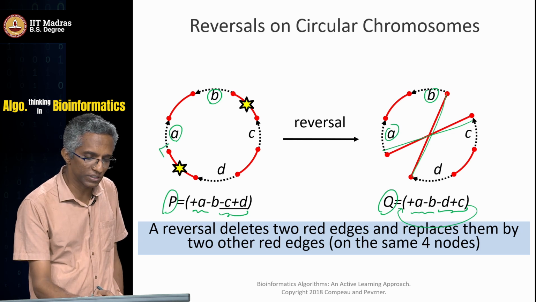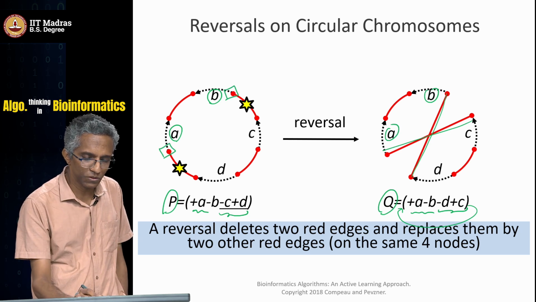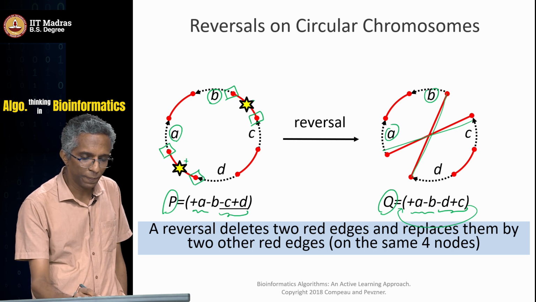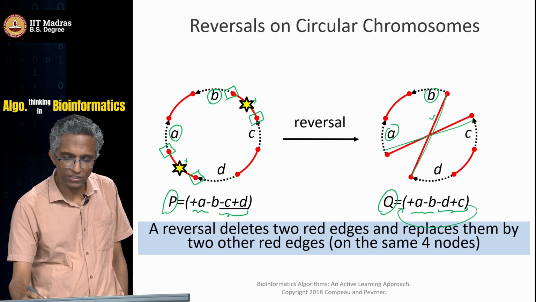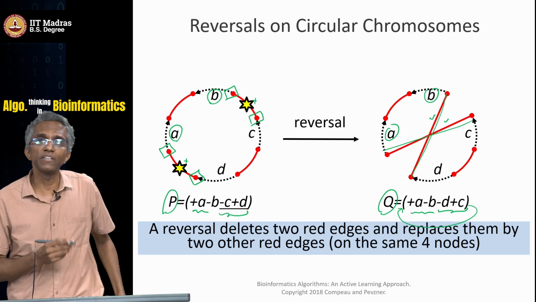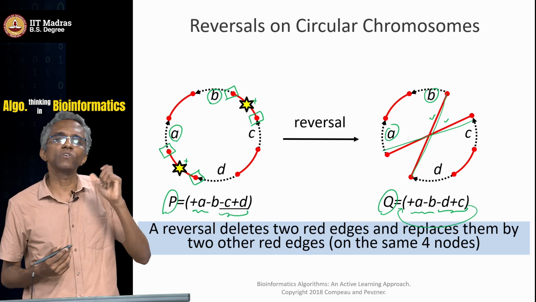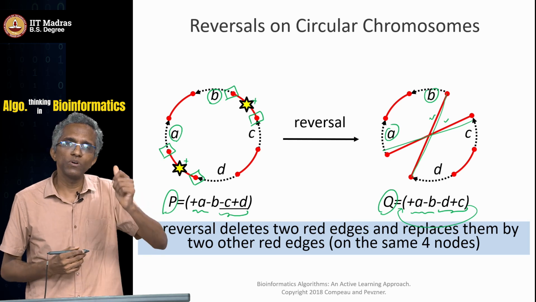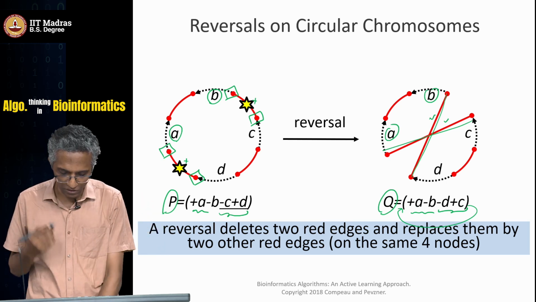These are the 4 nodes in the graph, the first node, the second node, the third node and the fourth node. These edges are removed and then these two edges are added on the same nodes. That is what has happened when a reversal happened. Now, we can see why a reversal is called a 2-break. Two edges are broken and then two other edges are inserted on the same 4 nodes.